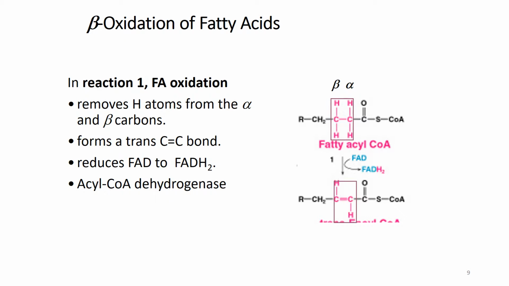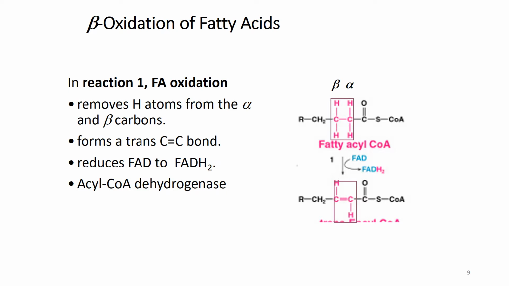So there are 4 reactions, basically, in this cycle. Each round of beta oxidation involves 4 steps. We have an oxidation, a hydration, an oxidation, and a cleavage. And this cycles over and over until that fatty acid has been completely degraded.